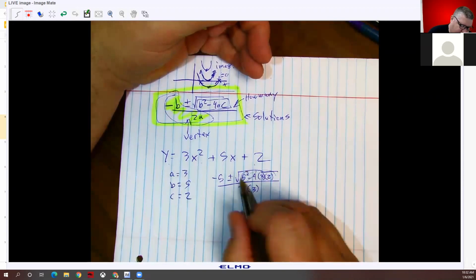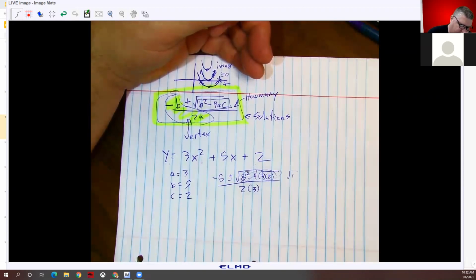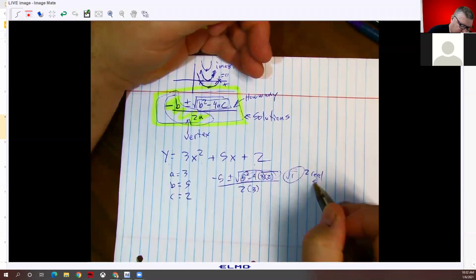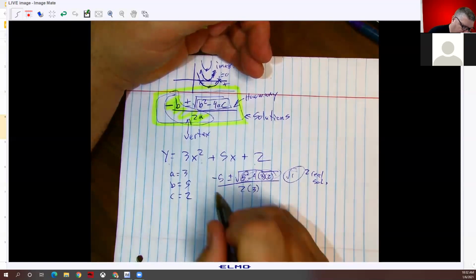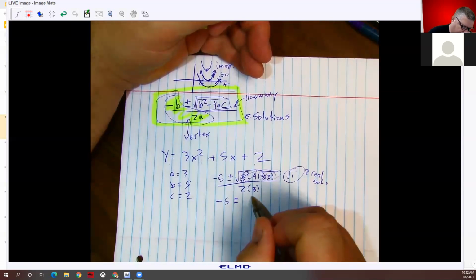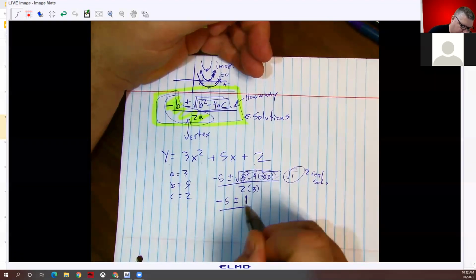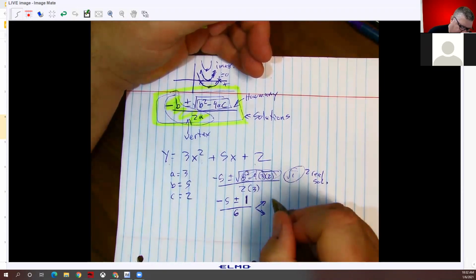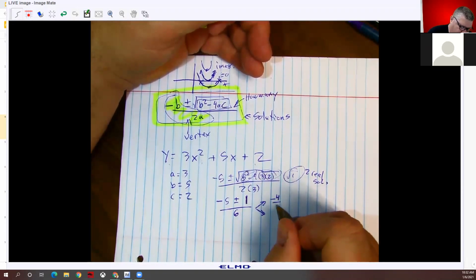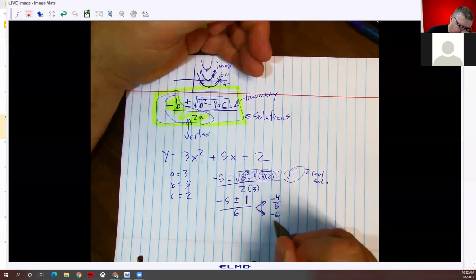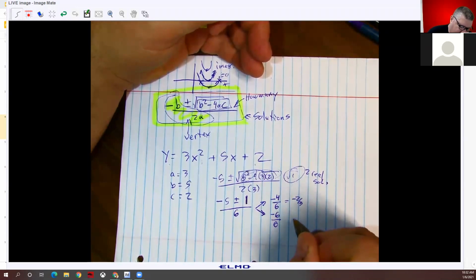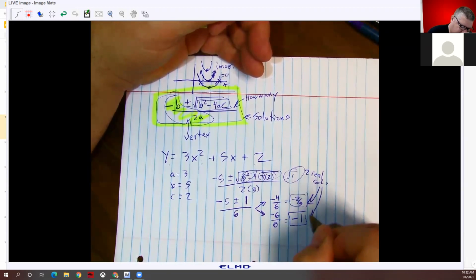If I put all this together, oh gee, that is a discriminant of positive 1, which means I have 2 real solutions. All right, so that gives me negative 5 plus or minus the square root of 1, which is 1, all over 6. And at this point, if I finish solving it up, I get negative 4 over 6, or I get negative 6 over 6. So that gives me negative 2/3 and negative 1. Those are my two actual solutions right there.